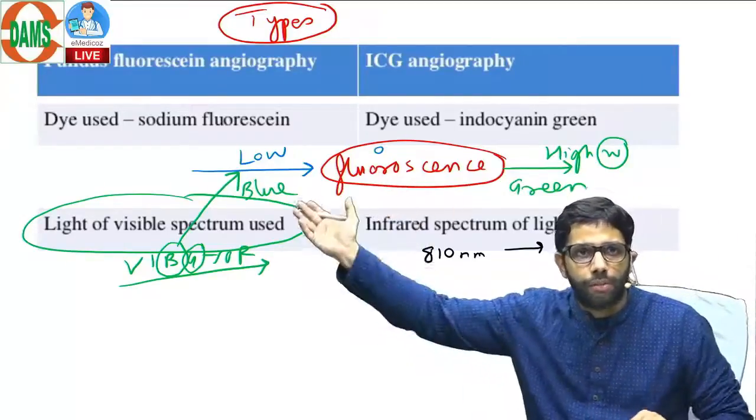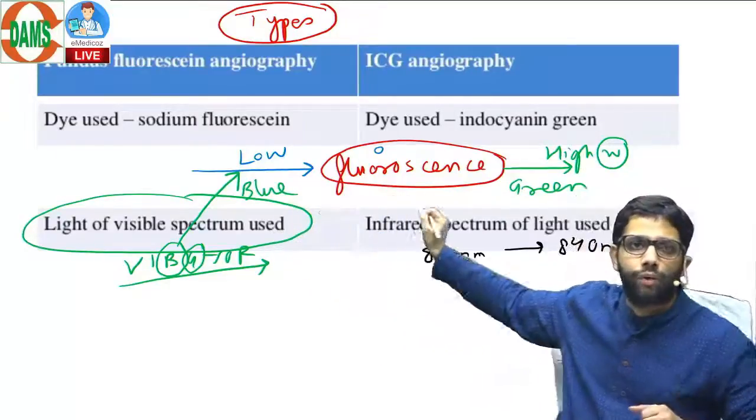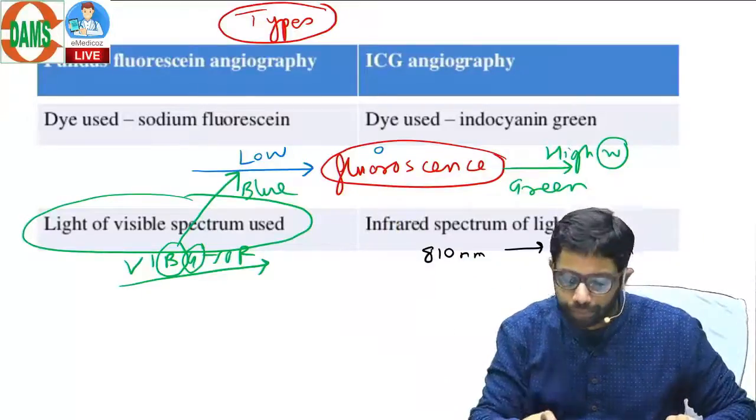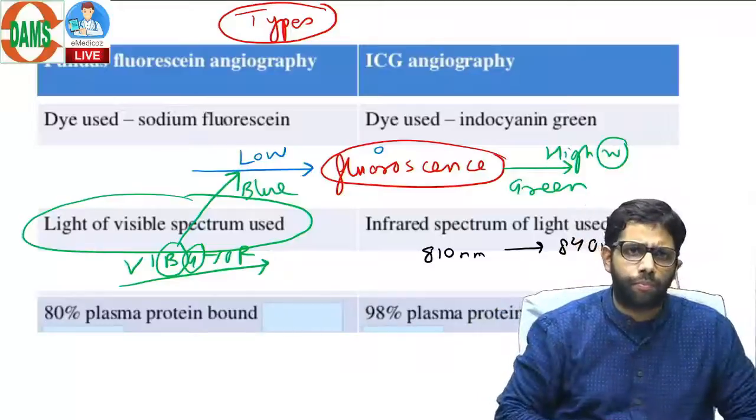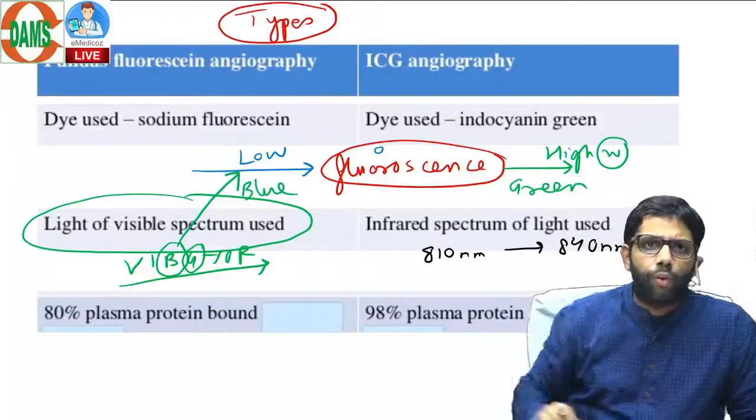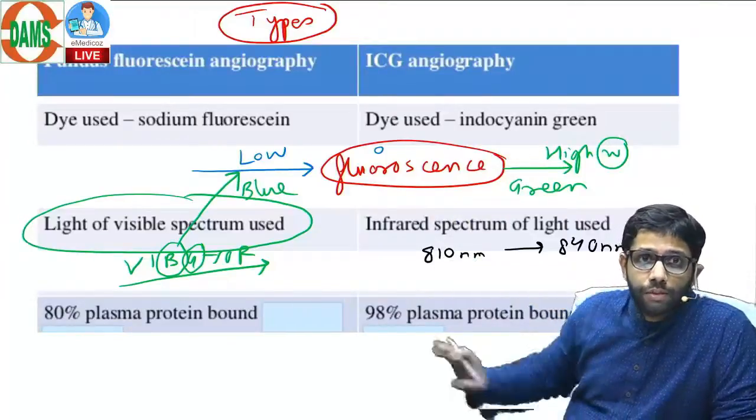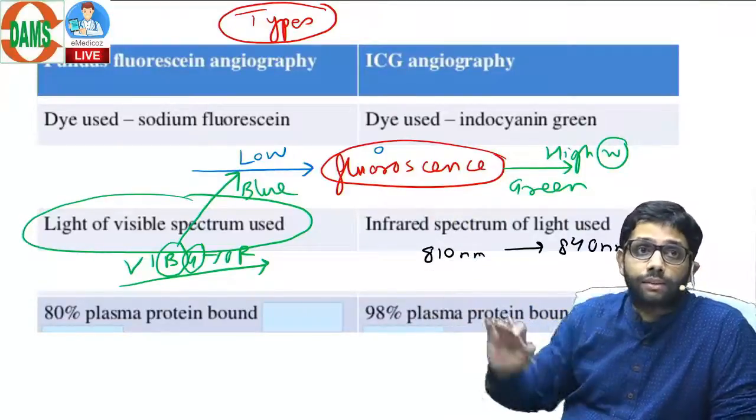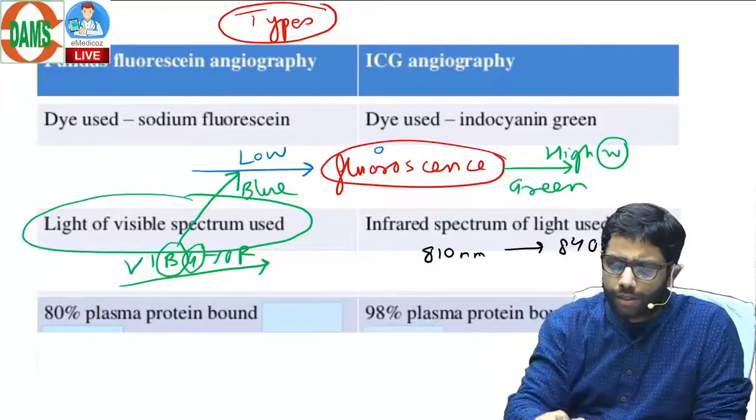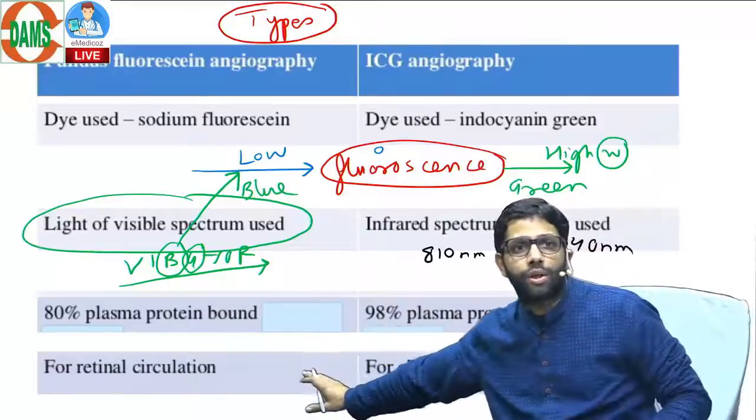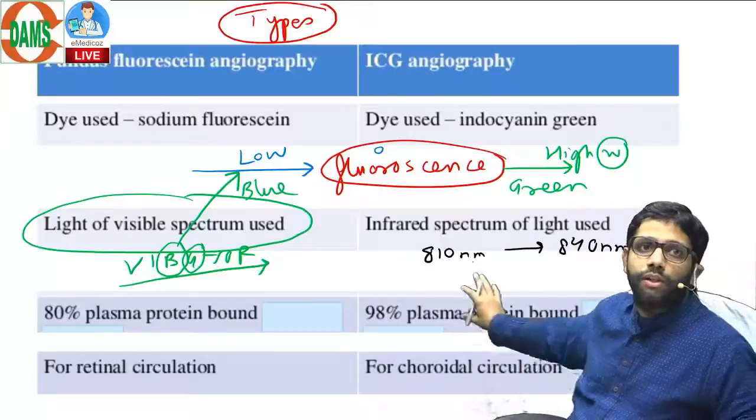So two types. Why is it used? Property of fluorescence. Which light is coming in, which light is going outside, in both of them you can write. No extra point you can write down. Fluorescein is 80% bound to plasma protein, while ICG is bound 98% to the plasma protein. Means very difficult to come out of the barriers. Still fluorescein has 80% protein bound, it can come out of the choriocapillaries. So for retina circulation fluorescein is better, and for choroidal circulation ICG is better.